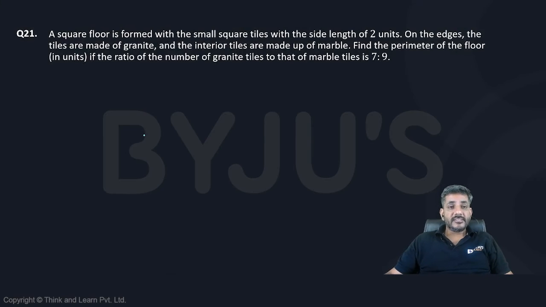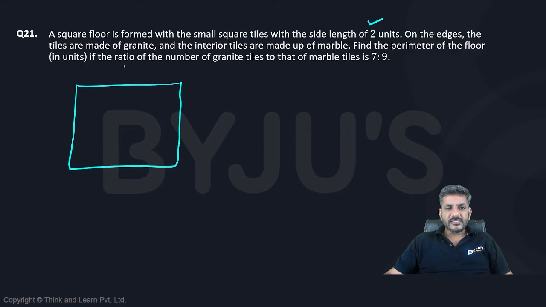So this question, he says a square floor is formed with small square tiles with the side length of 2 units. On the edges, the tiles are made of granite and interior tiles are made of marble. So let me just talk about it here. Let us say there are L tiles on this side, L tiles on this side. So I can say the total number of tiles is equal to L square.